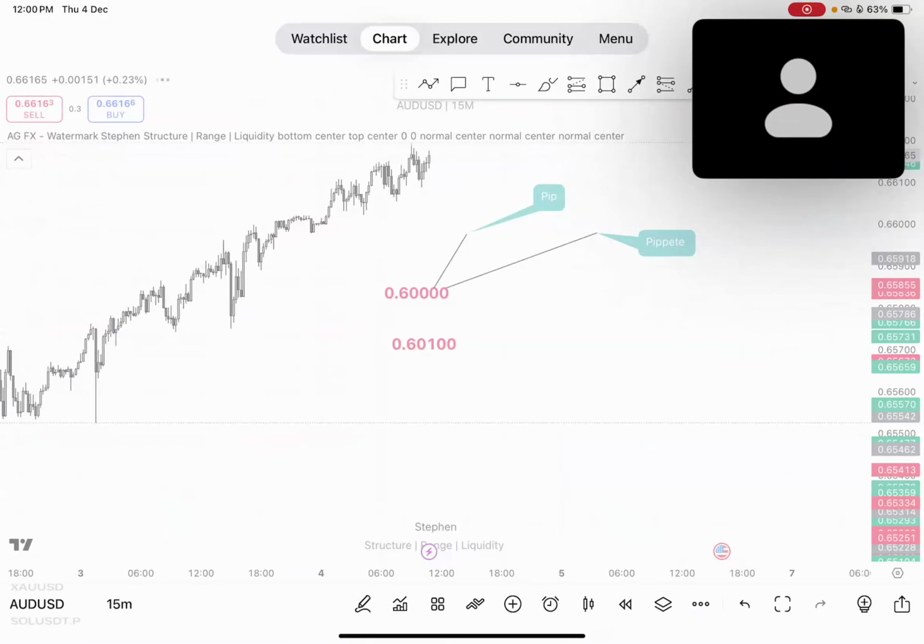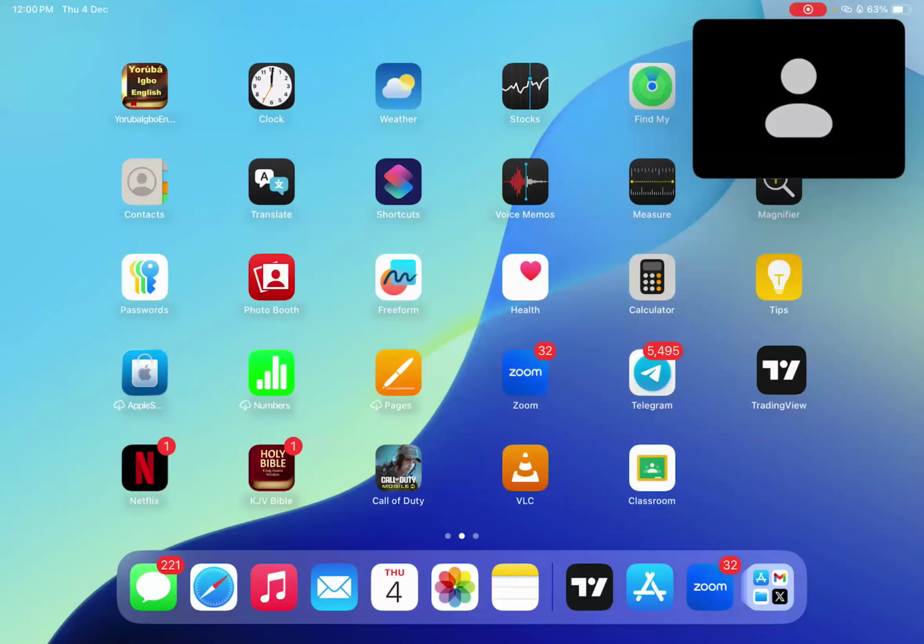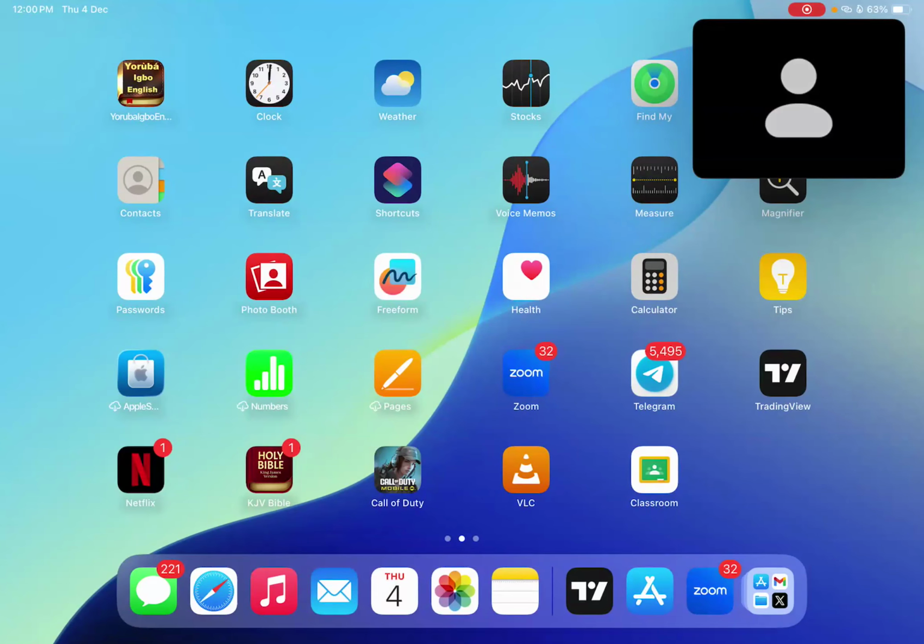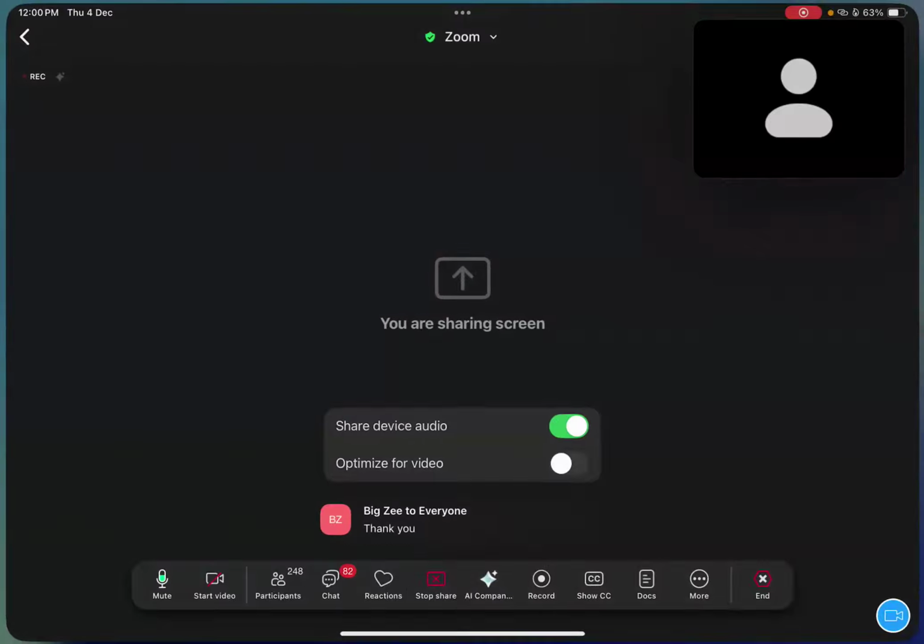But this particular thing affects every pair, every USD pair. But for the Japanese yen it is different. For gold it is actually different. So let's proceed.